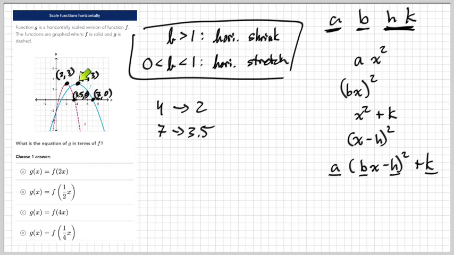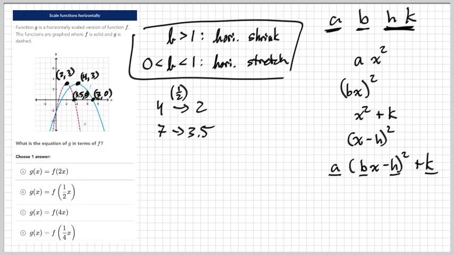We're starting with the 4 and scaling it to a 2. So it goes from a 4 to a 2, and the 7 goes from a 7 to a 3.5. Now when we're scaling, we're multiplying. What can you multiply the 4 by in order to get a 2? And if you thought 1/2, you were right. If we multiply the 4 by 1/2, that scales it to a 2. If we multiply the 7 by 1/2, that scales it to a 3.5.